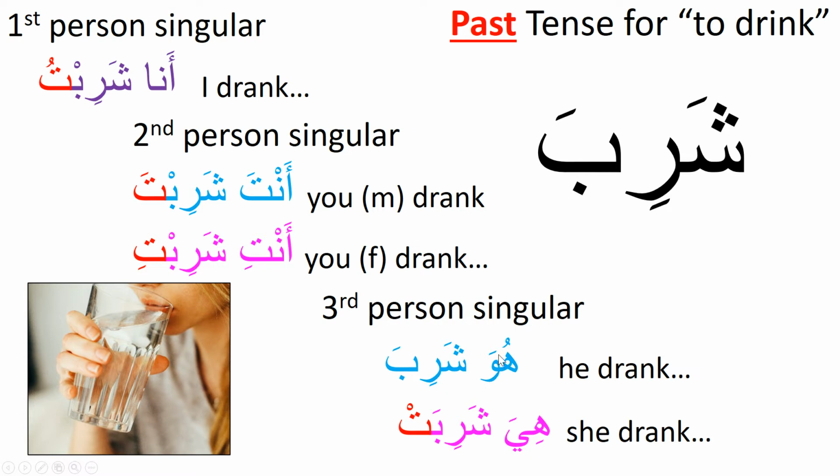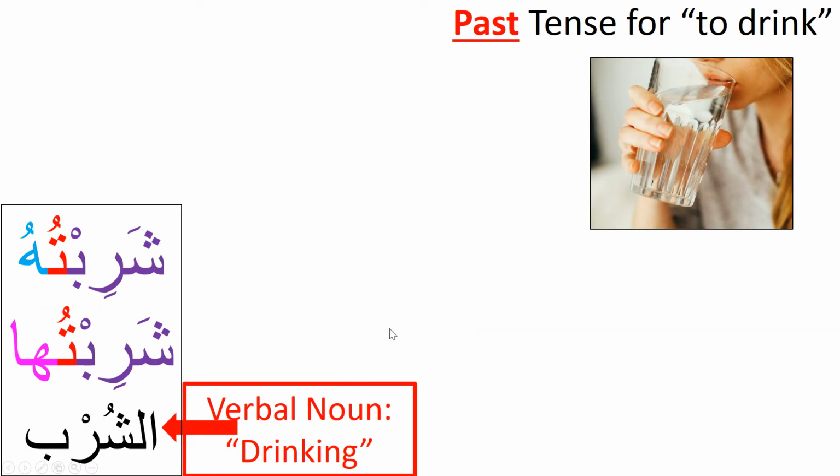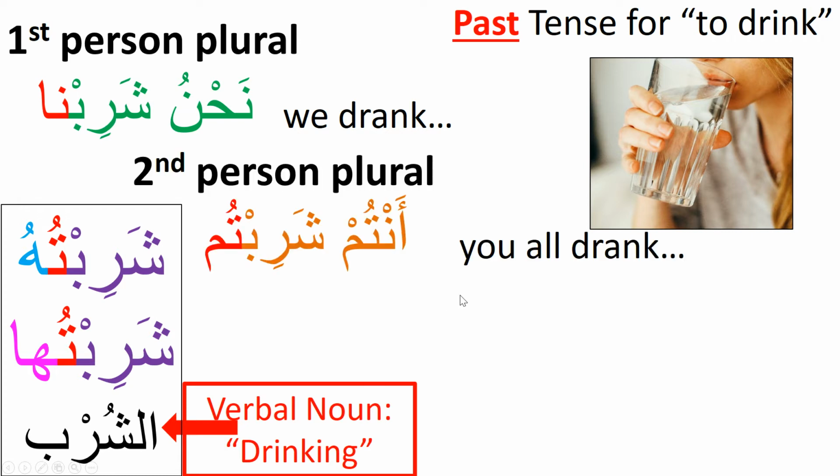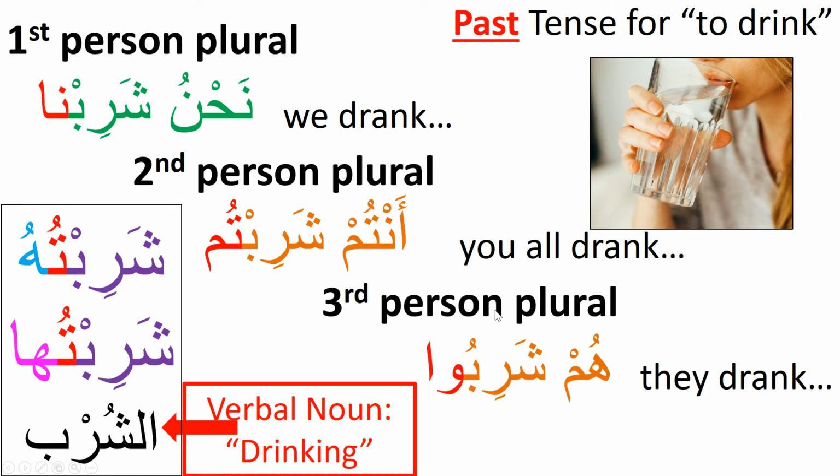So you want to say, don't say hua sharib. Don't do that. Say hua shariba. He drank. What about she drank? Hia sharibat. The plurals, nahnu sharibna.